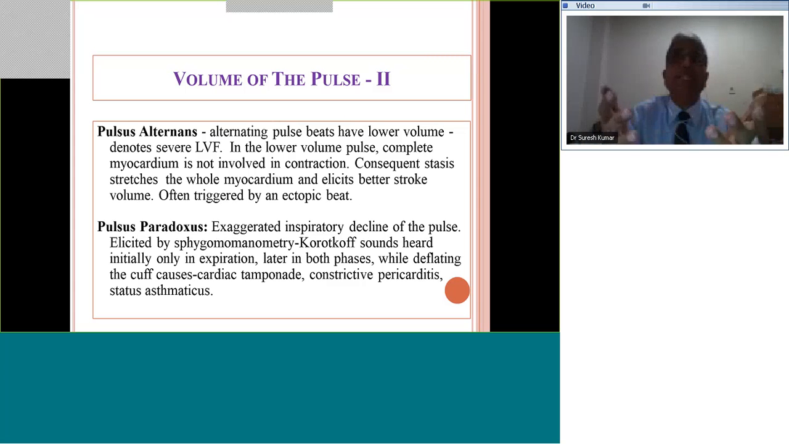So you express it like, say, the blood pressure is 100 by 80, the paradox being 10. And paradox is seen in causes that you are familiar with, like cardiac tamponade, constrictive pericarditis, or in non-cardiac conditions like status asthmaticus.